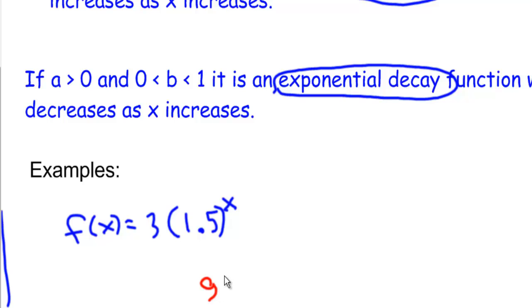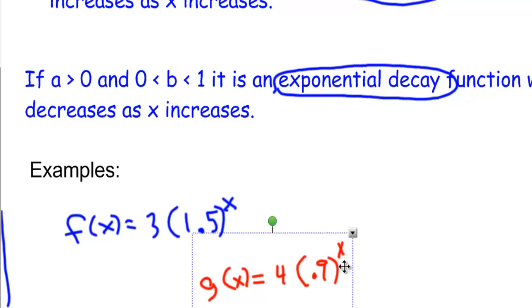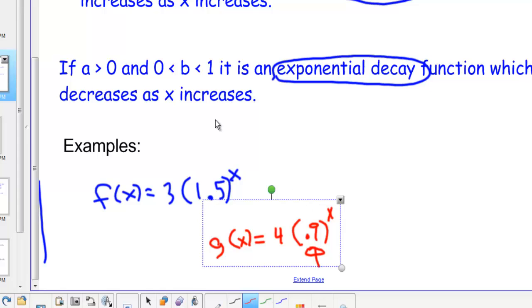Let's say that g of x equals 4 times 0.9 raised to the x. Well, this time, since my b value is 0.9, that means that b is between 0 and 1, so it's going to be an exponential decay. Let's try this one on the calculator.